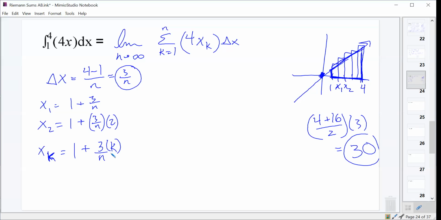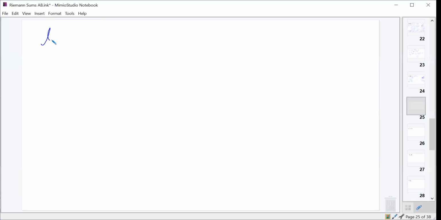Yes. So that means that when we plug this in, we should now have a limit as n approaches infinity of a sum from k equals 1 to n of 4x sub k, and x sub k was 1 plus 3k over n, times delta x, which was 3 over n. Good or no? Good. Okay.